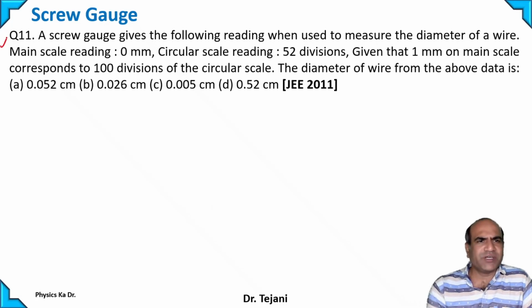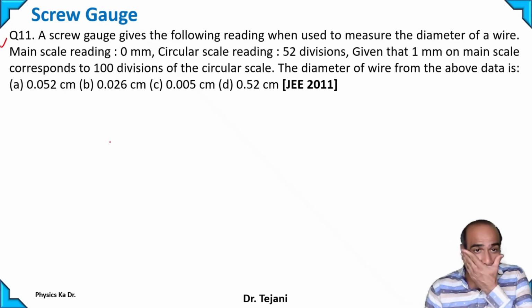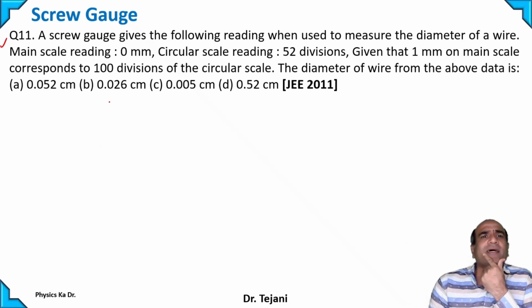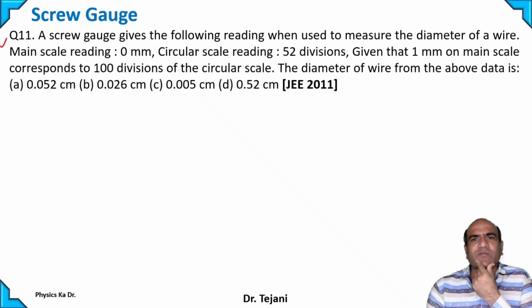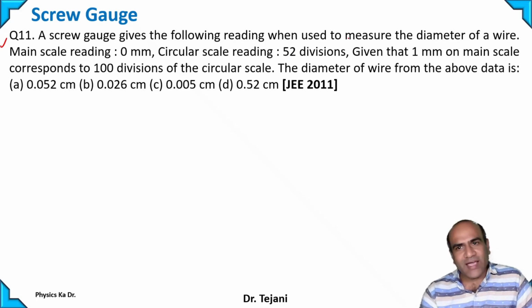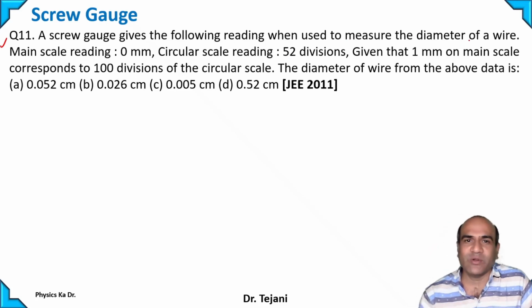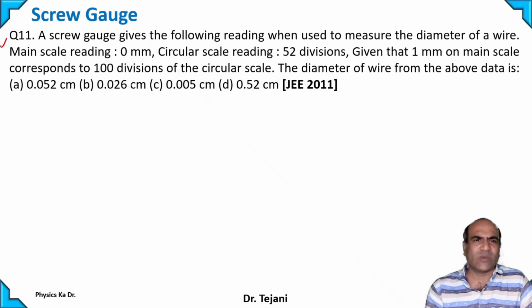So let's have a question. Question number 11. A screw gauge gives the following reading when used to measure the diameter of wire. Next is given main scale reading, which is 0. Circular scale reading has 50 divisions, so we can say coinciding circular scale division, CCD.